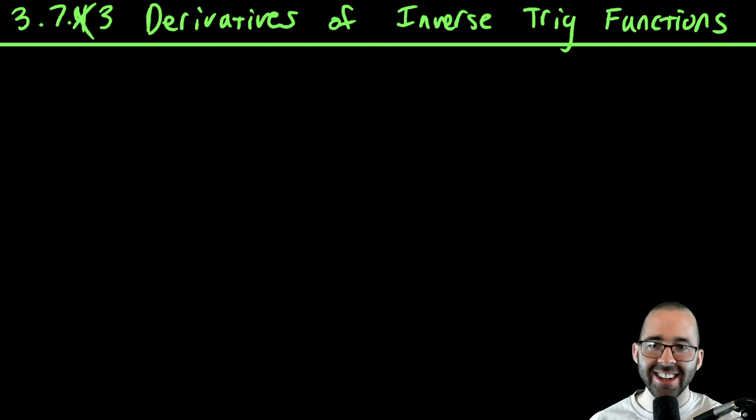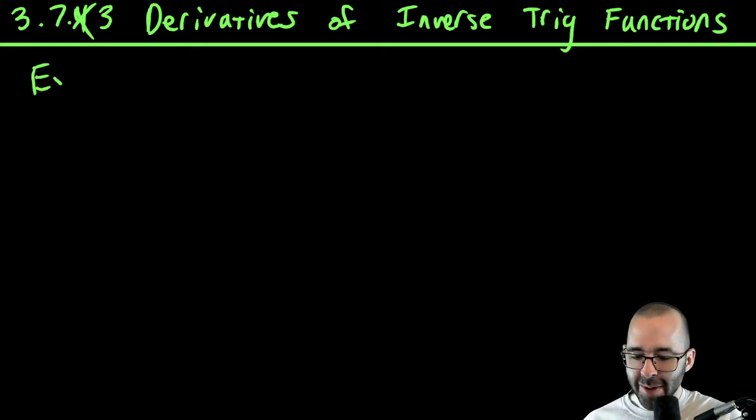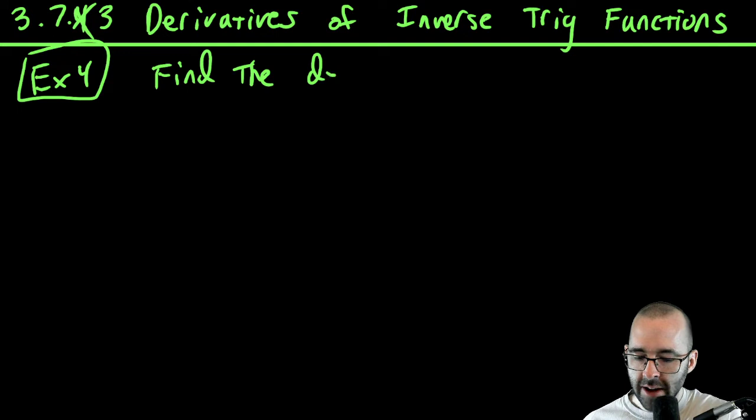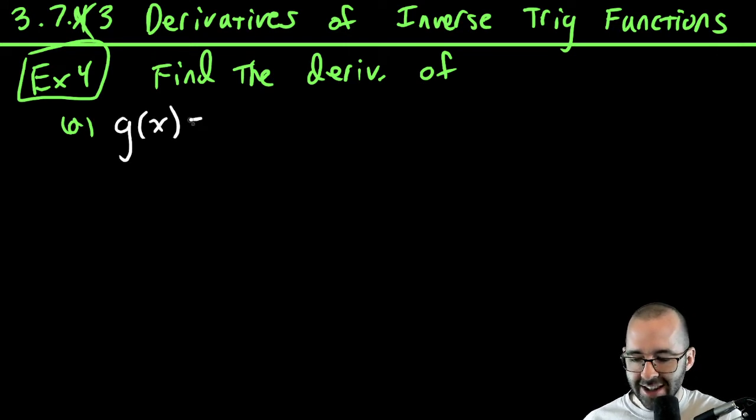Or 373. All fixed. So let's start with an example. Let's actually use the inverse function theorem for something useful. Shall we? Find the derivative of the following functions. Part A, I'm still in green. Wow. Feeling very Grinchy. Actually, I identify a little bit with the Grinch.